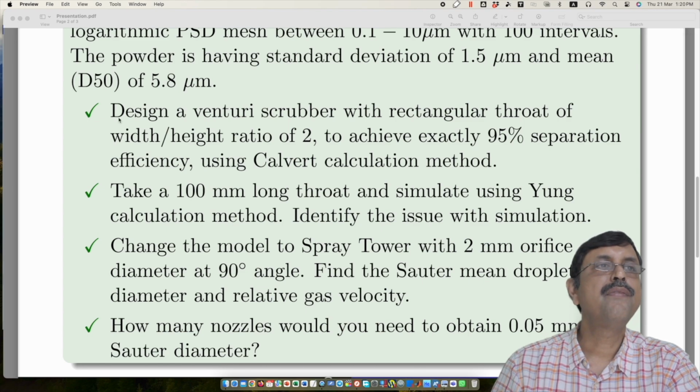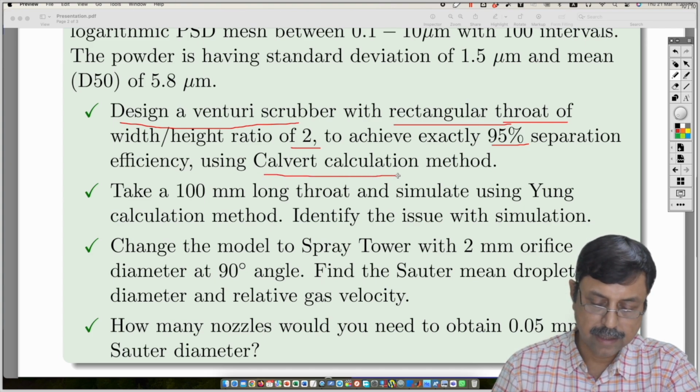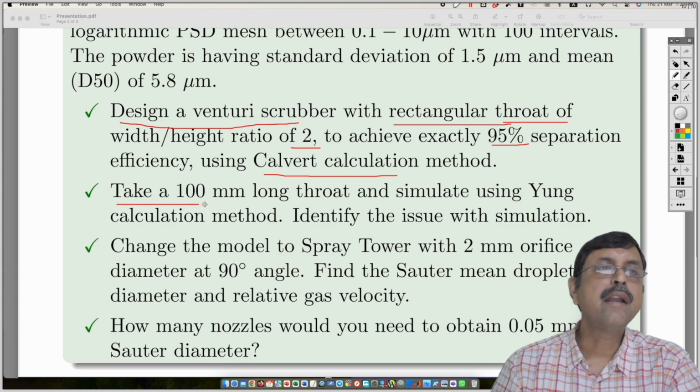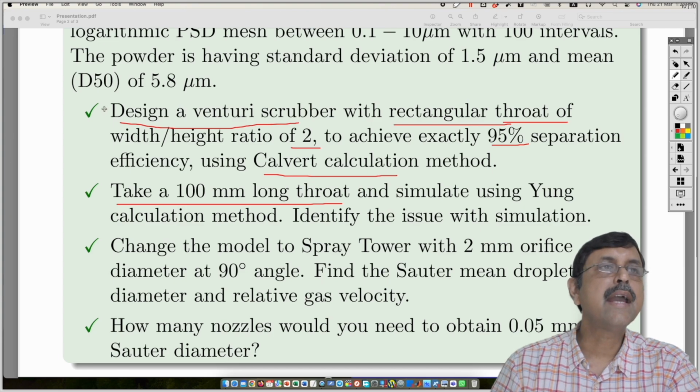What are they? First, we have to design a Venturi scrubber with rectangular throat of width-height ratio of 2 to achieve exactly 95% separation efficiency. And we have to use Calvert calculation method. Then we will take a 100 millimeter long throat and simulate using Young calculation method. So the first one is a design problem and the second one is the simulation problem.